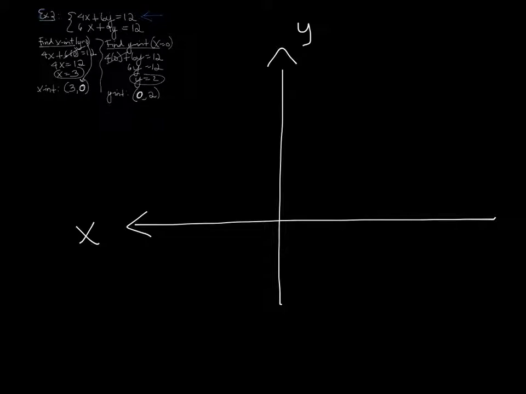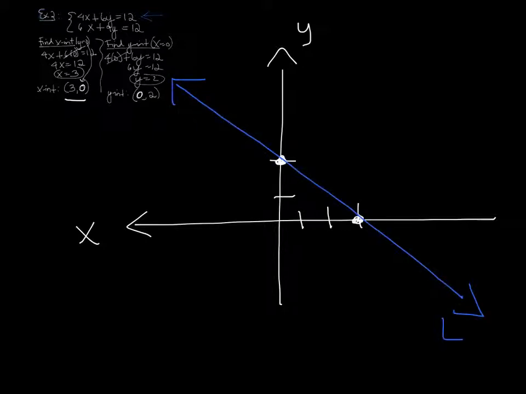Okay, so 3, 0: 1, 2, 3, again, assuming these are equidistant. (3, 0) is right there. And (0, 2), right, that's definitely the y-intercept, so it's got to be on the y-axis. And the first line is blue. So there is line 1. Okay, now let's do line 2. Now let's find the intercepts of that one.